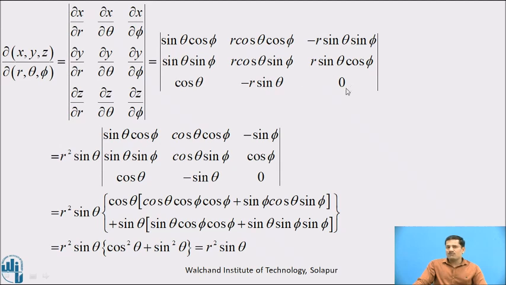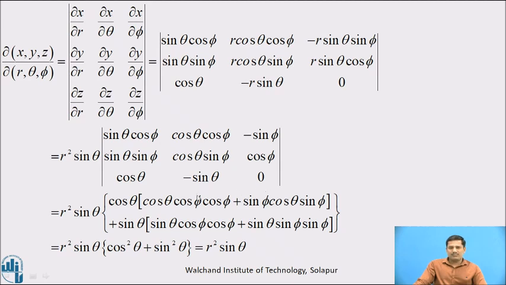And in the last column also we can observe that sin theta is also present. Here 0 can be written as 0 into sin theta. Therefore taking sin theta common, we get outside r square into sin theta. Now the remaining determinant is sin theta cos phi, cos theta cos phi, minus sin phi, sin theta sin phi, cos theta sin phi, cos phi, and cos theta, minus sin theta, 0.